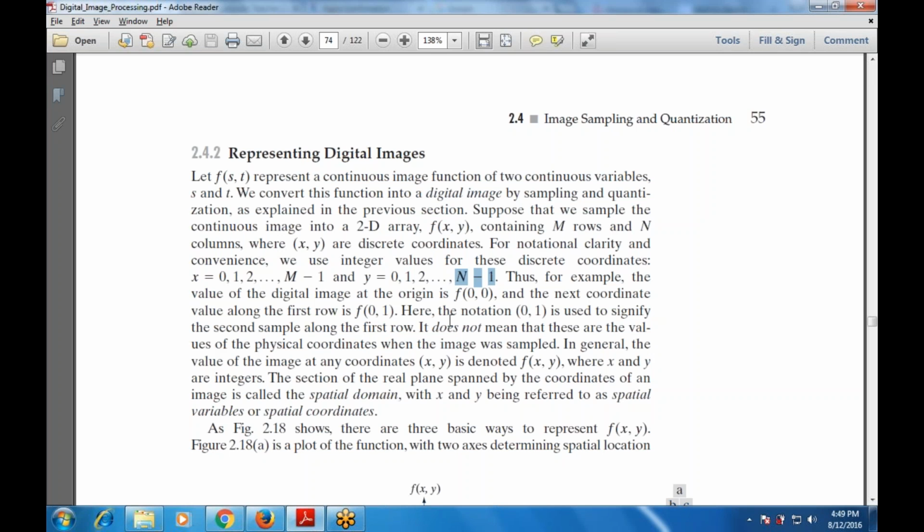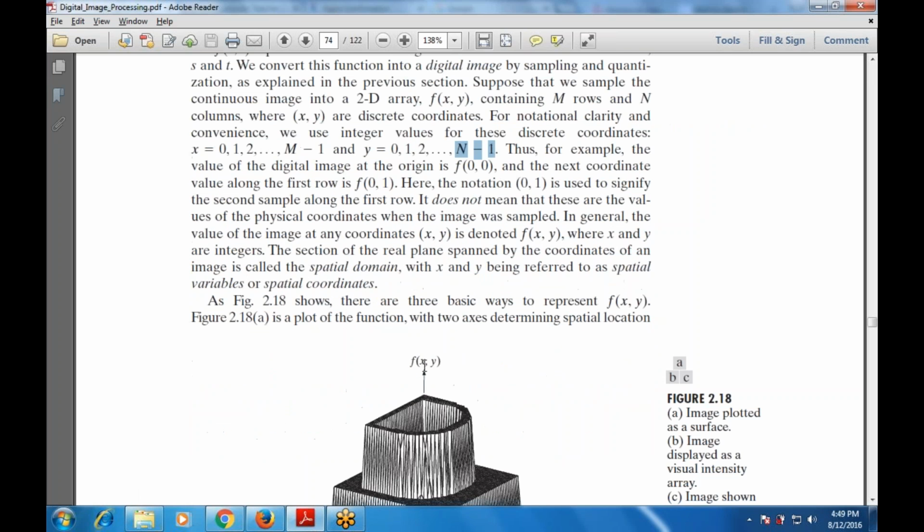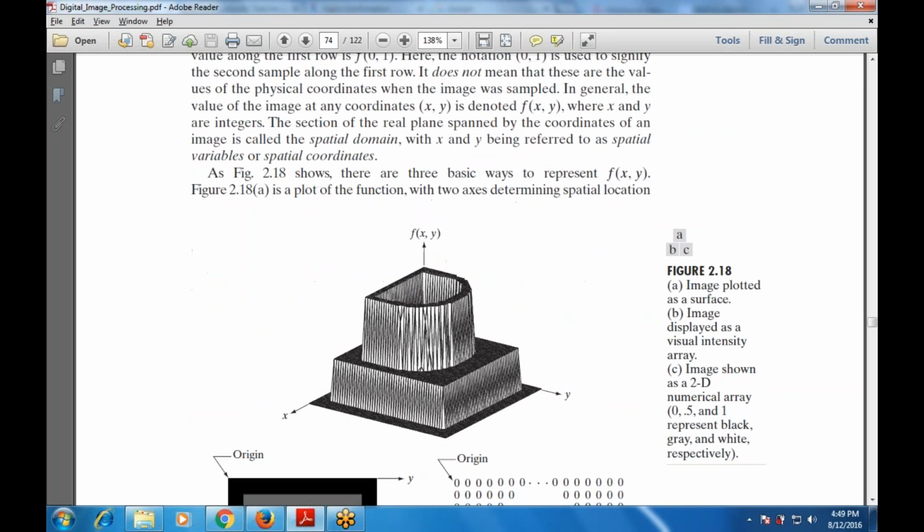And the section of the real plane spanned by the coordinates of an image is also known as the spatial domain, with x and y being referred to as spatial variables or spatial coordinates. And this is a figure that represents the three basic ways to represent f(x,y).